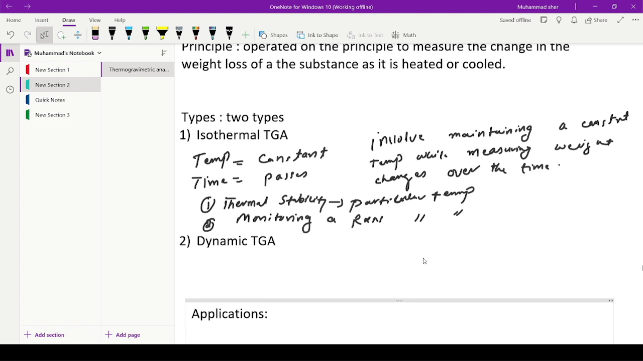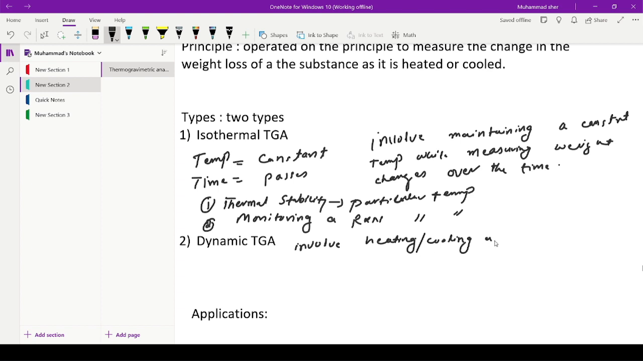In the same way, dynamic TGA involves heating or cooling a substance in an environment whose temperature is changed in a linear manner.